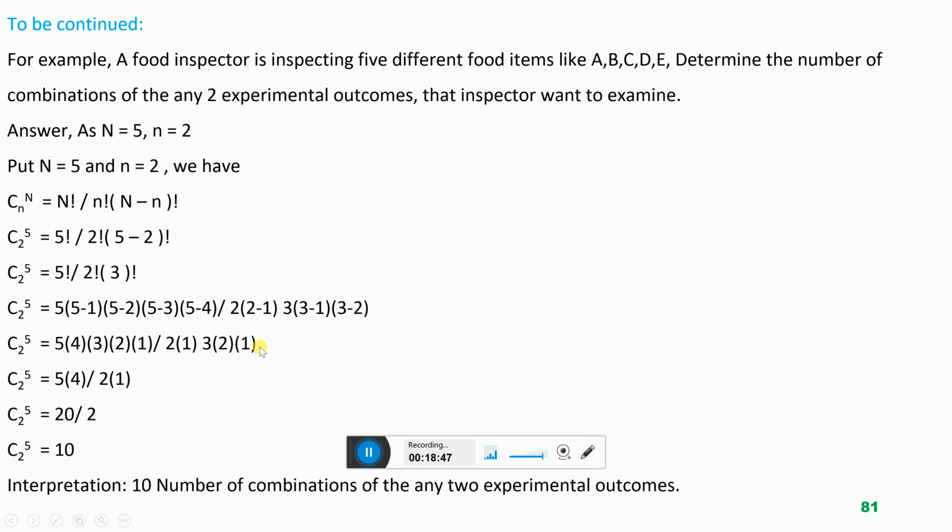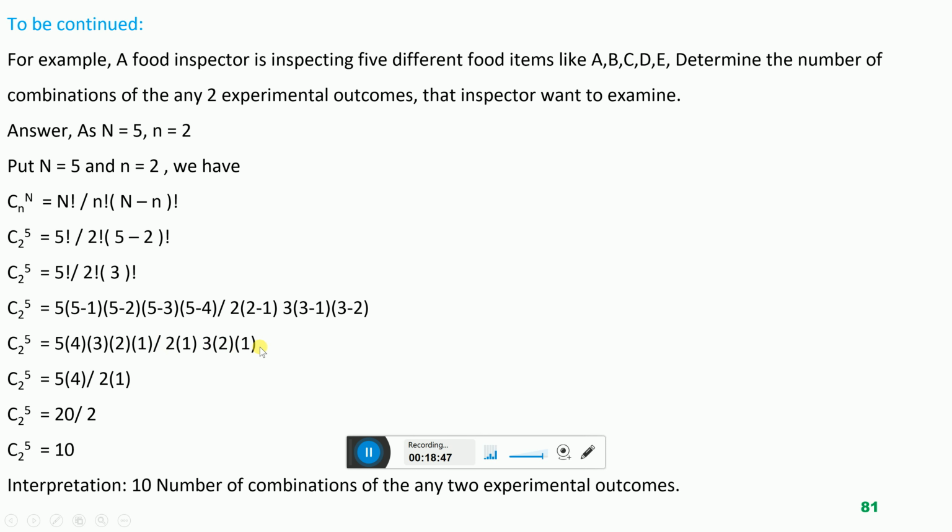He can choose A, B, but he can choose A, C as well. He can choose A, D as well. He can choose A, E as well. He can choose B, C, B, D, B, E. How many experimental outcomes are possible when the food inspector is inspecting any 2 food items? 10 combinations are possible, 10 outcomes are possible. It means he can choose first and second, first and third, second and third. He can choose any 2 items.